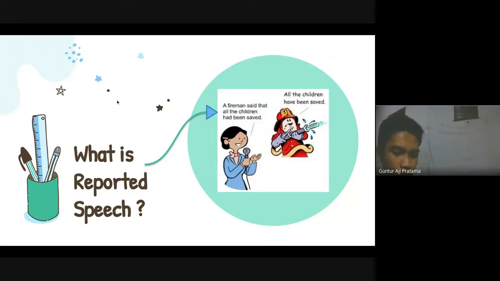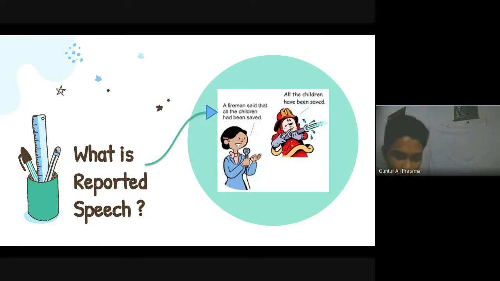Okay, so what is reported speech? Reported speech is built by at least two persons. The first one is the first person that says a certain sentence, and the second one is the person who says the certain sentence said by the previous person.